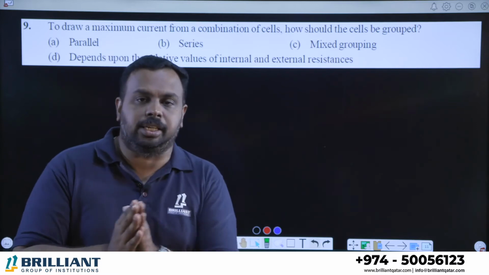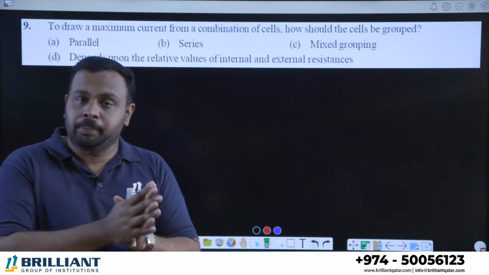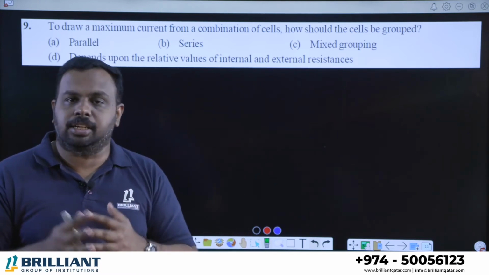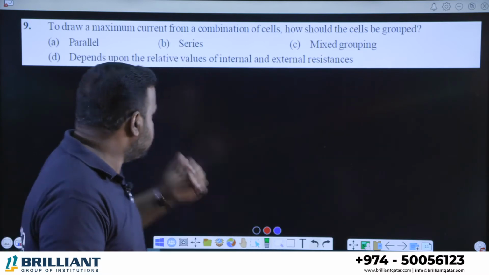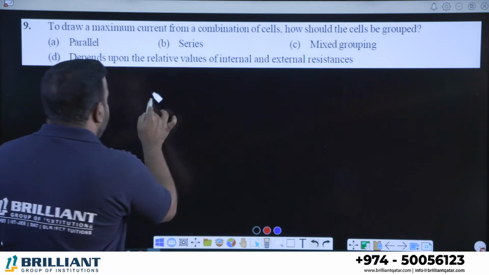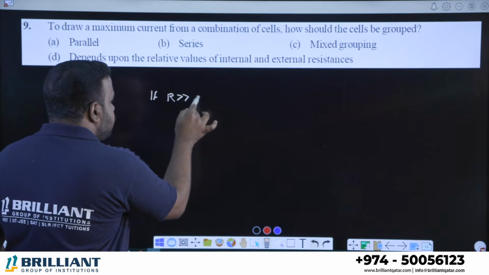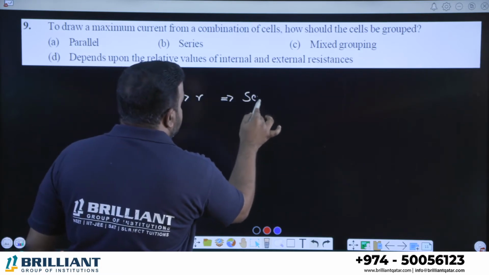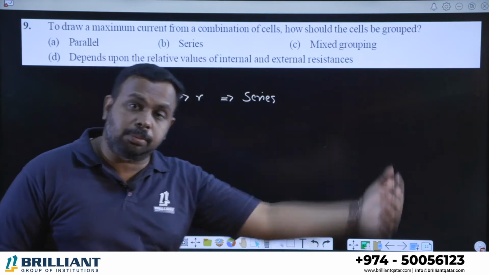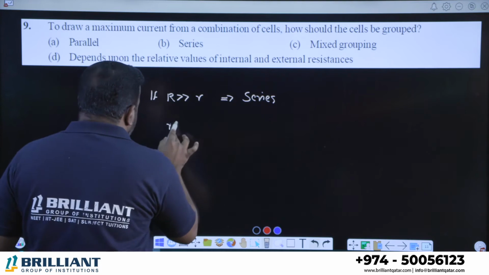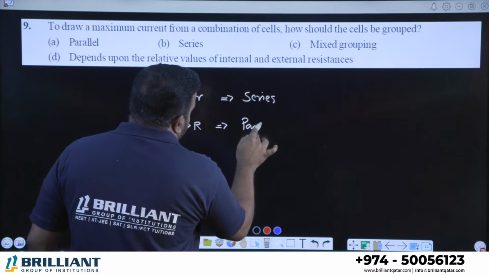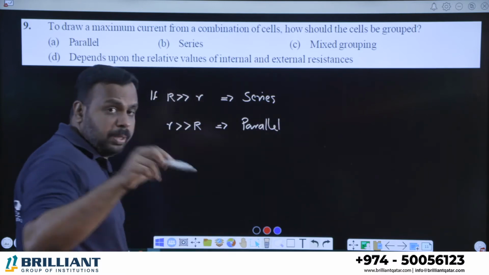We can't say which combination is good. Why? Because it purely depends on the values of internal resistance and external resistance of the cells that we are connecting. If external resistance is much greater than the internal resistance, clearly series combination is good to get maximum current. So please note this point. And at the same time, if internal resistance is greater than external resistance, then parallel combination is good. Please note these two points.